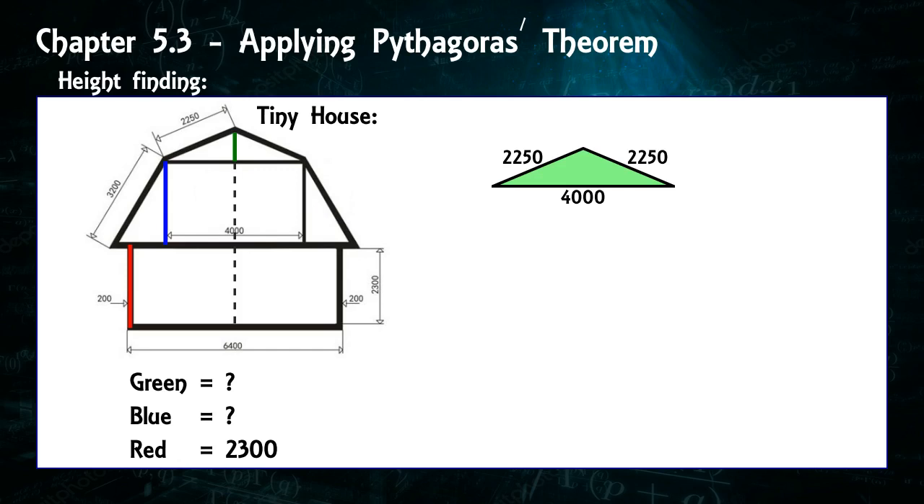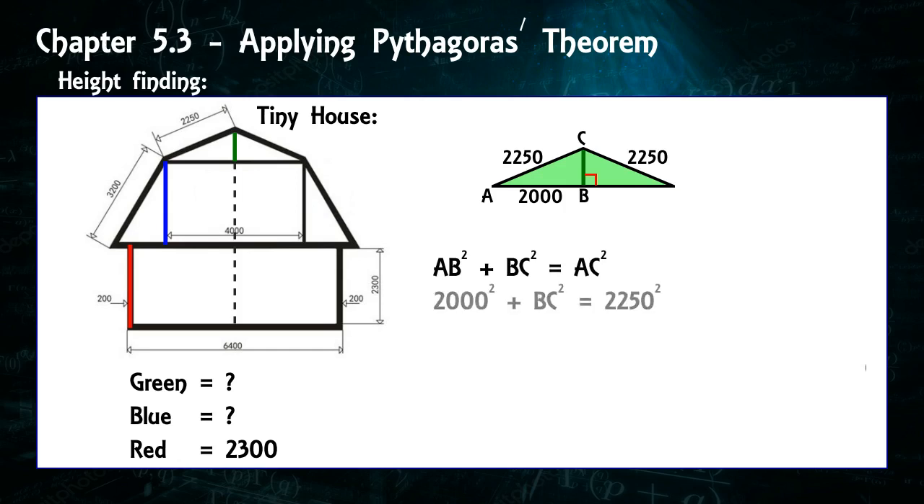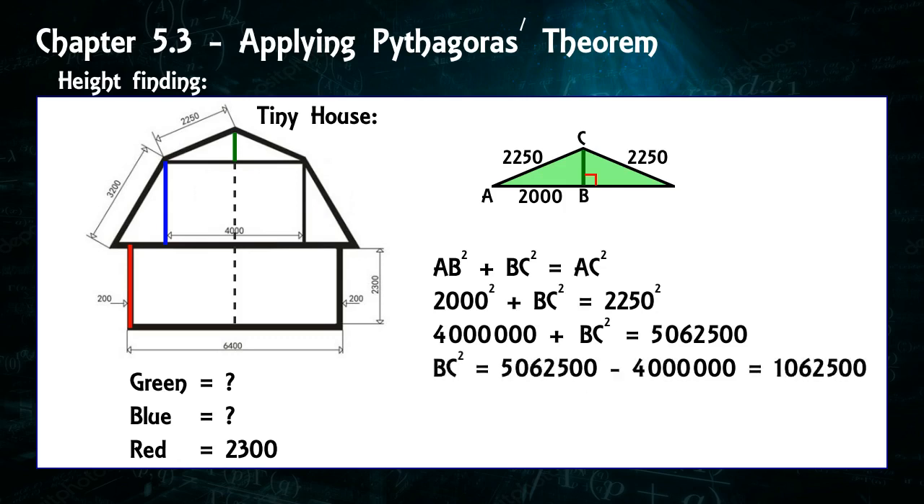By drawing an auxiliary line from the top, placing letters and writing the length of side AB, we are now ready to use Pythagoras to calculate the length of side BC. AB squared plus BC squared is AC squared. We fill in the numbers, calculate the squares, calculate the remaining square and take the square root. BC is the square root of 1,062,500, which is equal to 1030.7 millimeters.